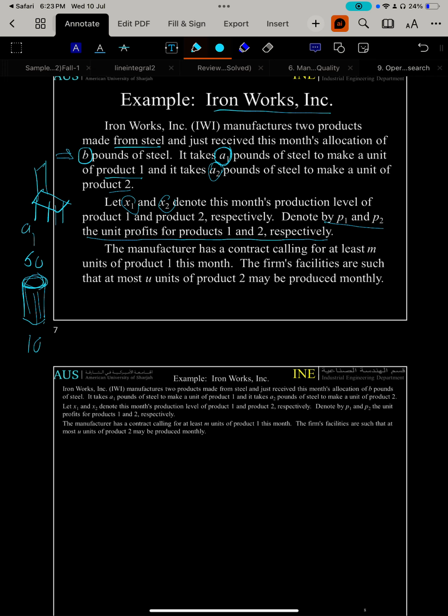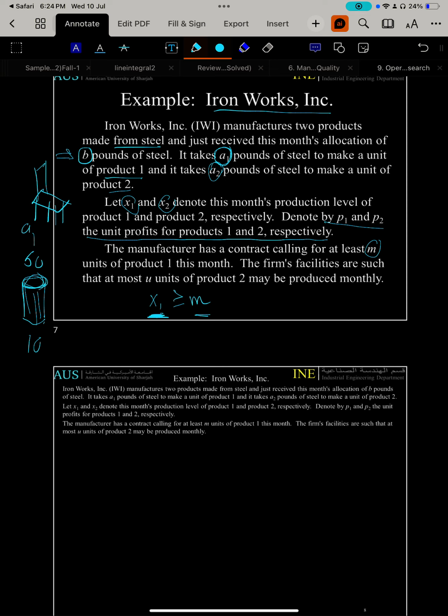The manufacturer has a contract calling for at least M units of product 1 this month. So they want at least M units of product 1. So let's say X1 should be bigger than or equal to M, which is the minimum. We know that X1 is the number of products we have this month and M is our minimum.